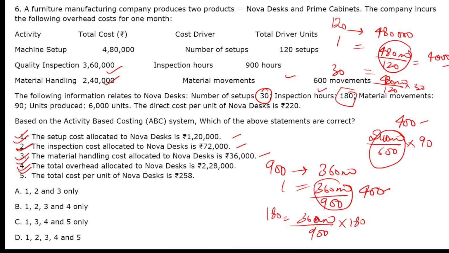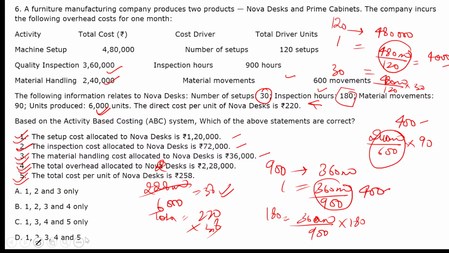Right? Total cost is how much? Oh, sorry. The total overhead I know is 228, and the 6,000 units they have given also. So the overhead per unit will be 38 rupees. So total will be 220 plus 38. 220 they have given you, 38 I have calculated. So it is 258. So this is also correct. So D is the correct answer. All are correct.